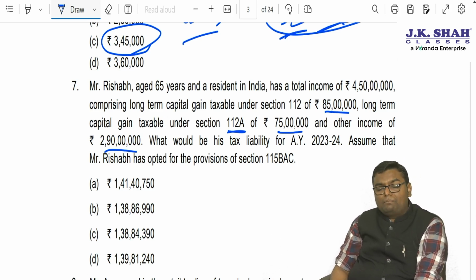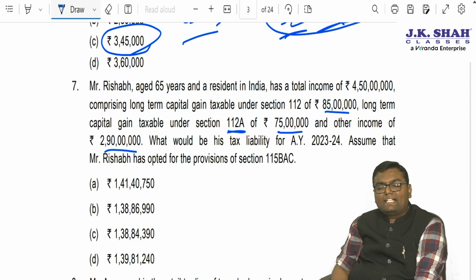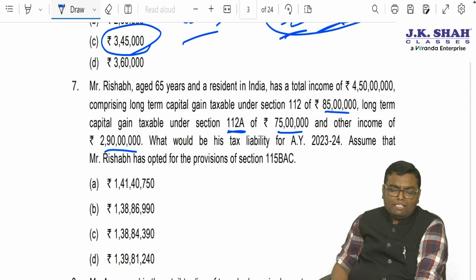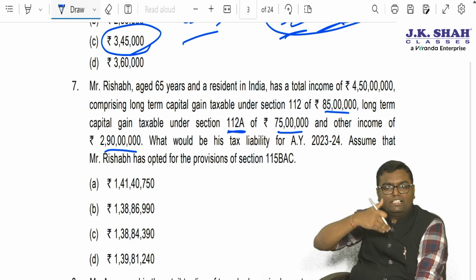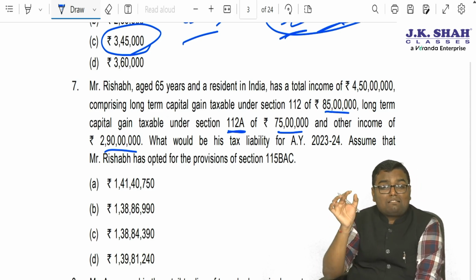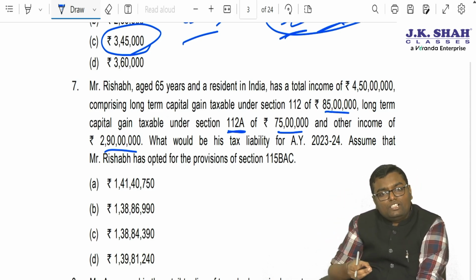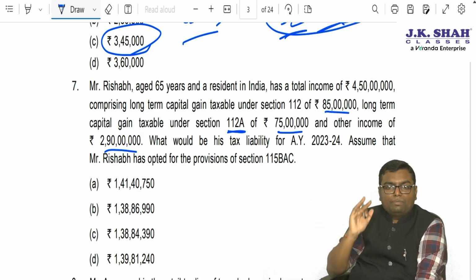Now, first of all, understand, when a person has opted for 115BAC, the slab rates will be: up to 2,50,000 nil, 2.5 lakh to 5 lakh 5%, 5 lakh to 7.5 lakh 10%, 7.5 lakh to 10 lakh 15%, 10 lakh to 12.5 lakh 20%, 12.5 lakh to 15 lakh 25%, and whatever is the total income over and above 15 lakh, on that 30%. But there will be no change in the special rate income. So if section 112, then 20%, 112A above 1 lakh 10%, 111A 15%.